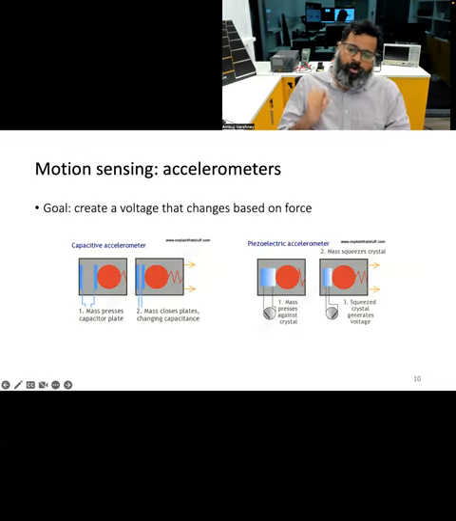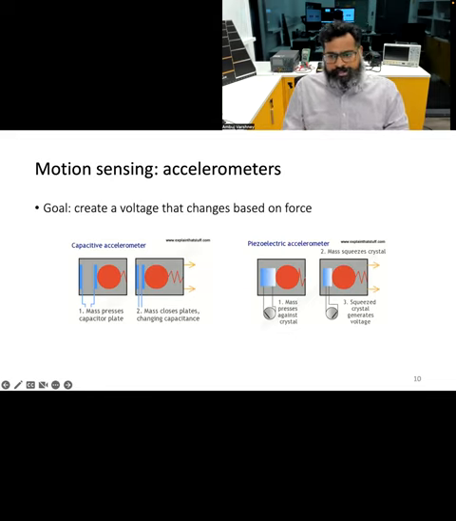One of the common examples of piezoelectric elements that we use in our day-to-day life, and you are also going to use in the assignment, is in accelerometers. An accelerometer is a sensor that allows you to measure motion or acceleration. An accelerometer typically consists of a small mass that is attached to a spring inside a chamber, similar to what we see on the slide. When the chamber is moved, the mass exerts a pressure on either a piezoelectric element or a plate of a capacitor.